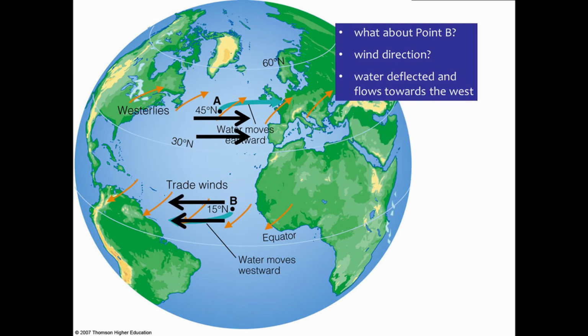What's happening at point B? Well, the same thing that we see happening at point A. But now the wind is blowing, these are the trade winds, roughly from about 15 degrees north. We see the Coriolis effect deflecting the water, and the water starts to flow towards the west until eventually it hits the northern tip of South America and Central America, and starts to make a turn back up towards the North Pole.